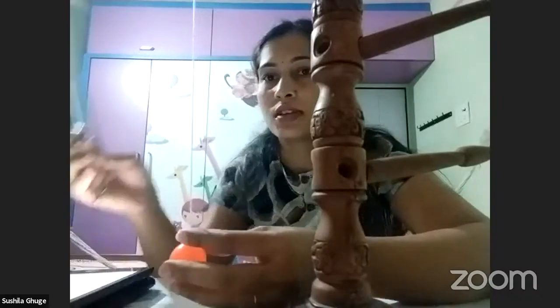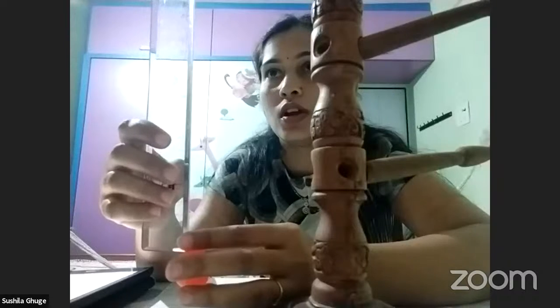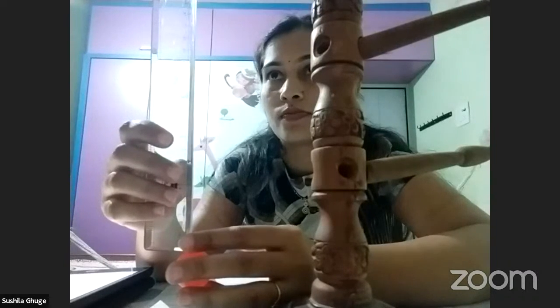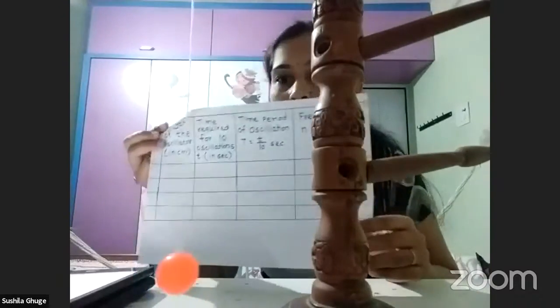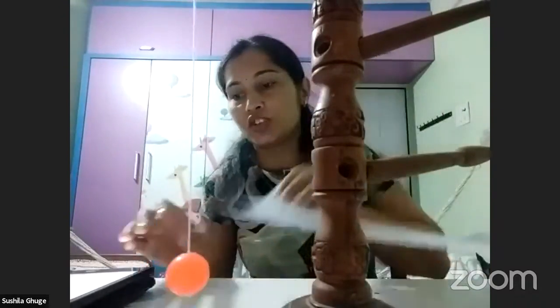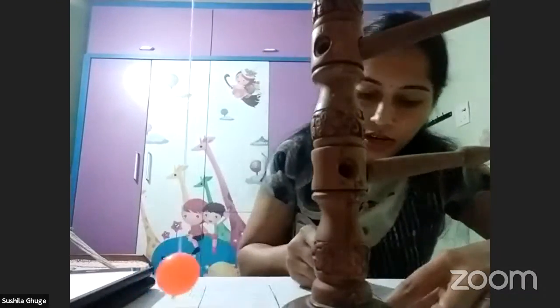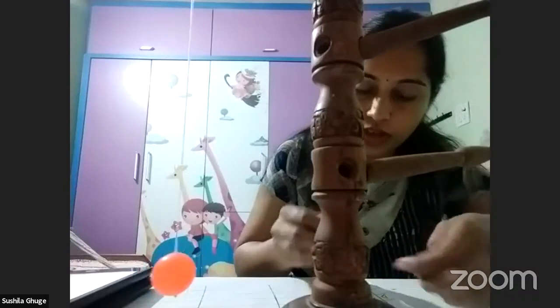For this, first I'm going to measure the length of this pendulum. With the scale, I measured this length. It is 24 centimeter. I write it in this chart. It is 24 centimeter. Okay.